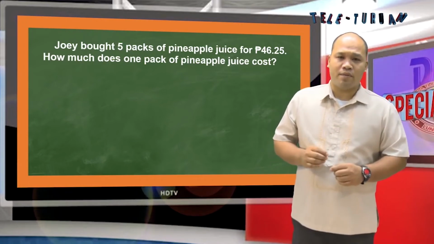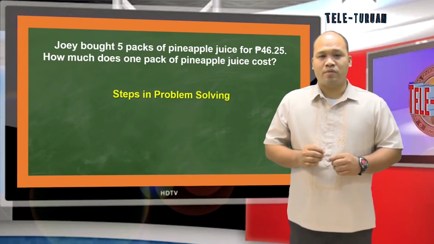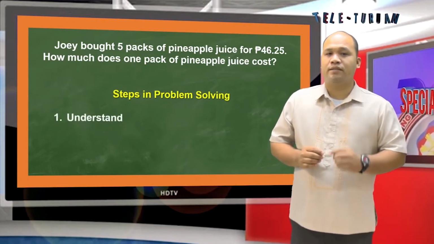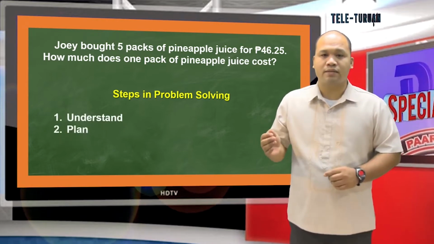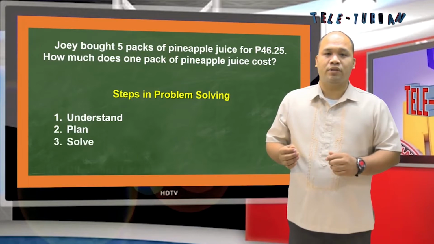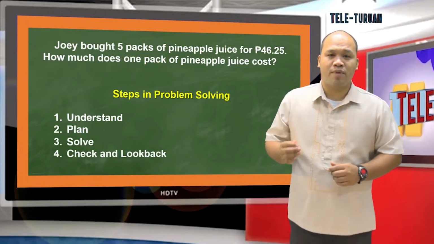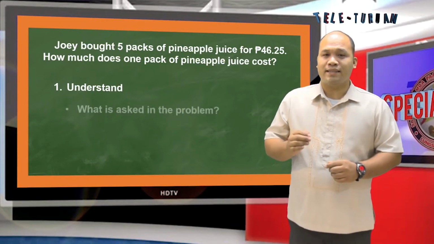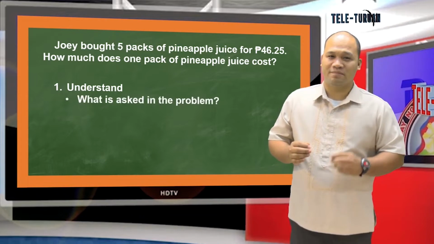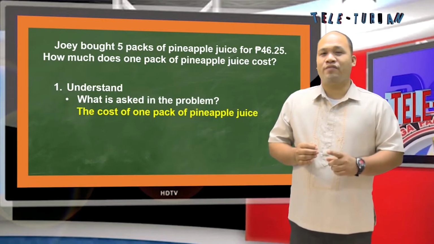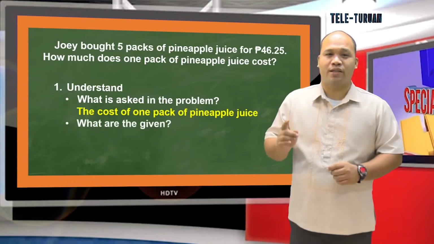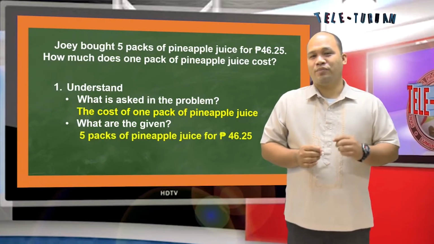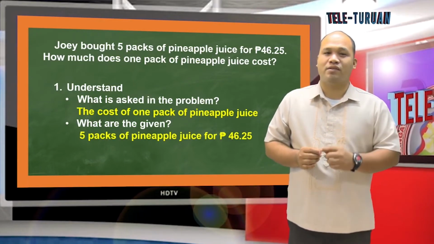In analyzing this problem, let's follow the steps in problem solving. And what are those steps? First is understand. Second is plan. Third is solve. And fourth is check and look back. In understand, what is asked in the problem? Very good. The cost of 1 pack of pineapple juice. And what are the given? Excellent. 5 packs of pineapple juice for 46 pesos and 25 centavos.